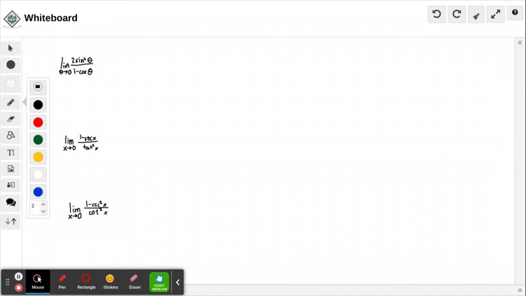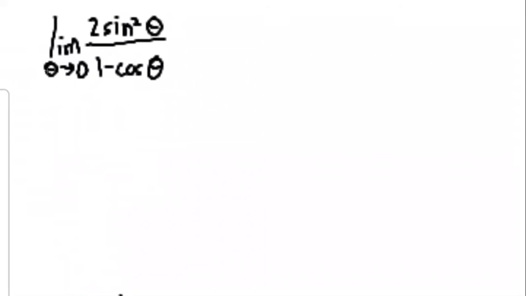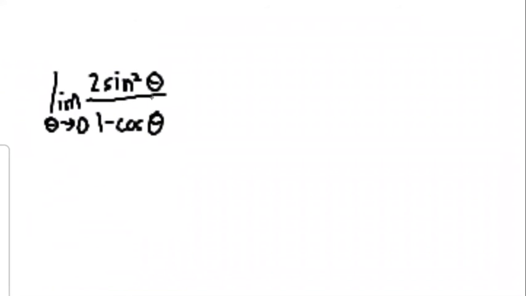All right, I hope you paused and worked out the problem. I'm now going to work it out myself so you can see how I did it, and hopefully we got the same answer. Well, the first thing I would do is check, what if I just plug 0 directly in? Well, 2 sine squared of 0 over 1 minus the cosine of 0 is what we'd be left with.